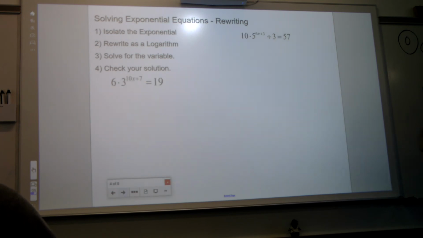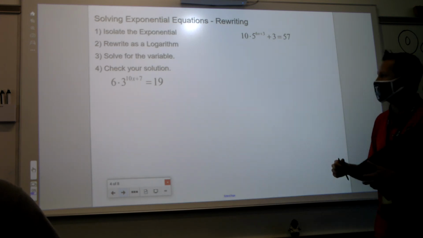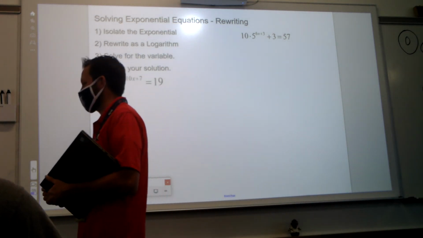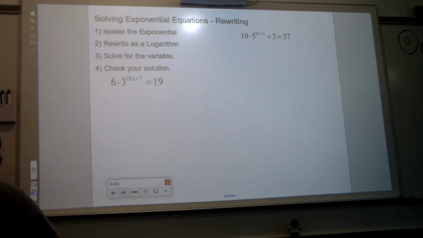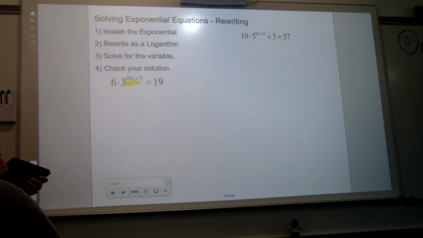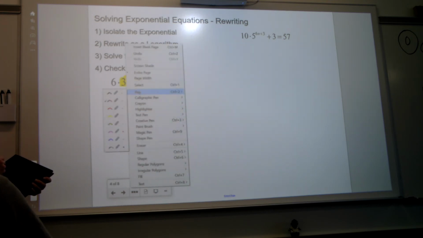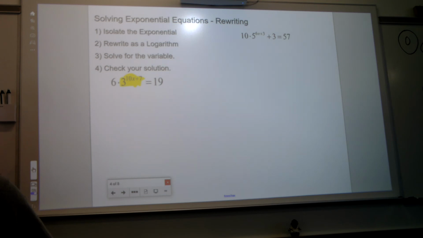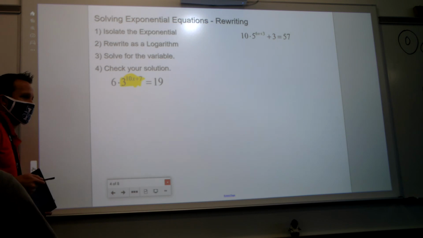Let's go to other ones. They're going to get just a little bit trickier with more algebra steps, but the basic idea is the same. We're going to isolate, rewrite, solve, and check. Okay, so Jade, help me out on this one right here. What is the exponential? So this right here, this is my exponential, right? So how would I isolate that? That's what that dot means, is I'm going to 6 times that. So we need to do opposites.